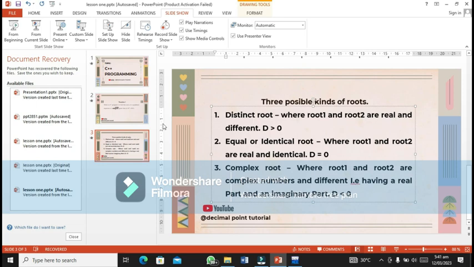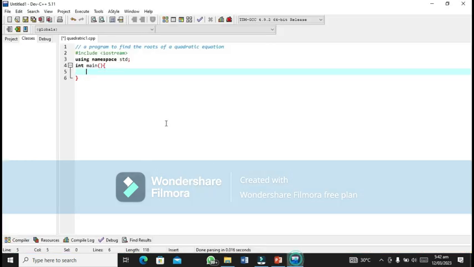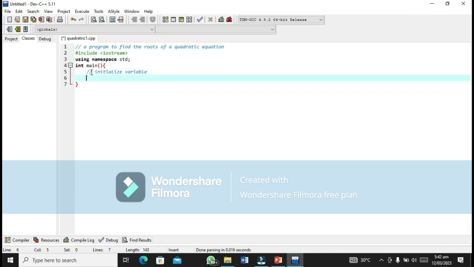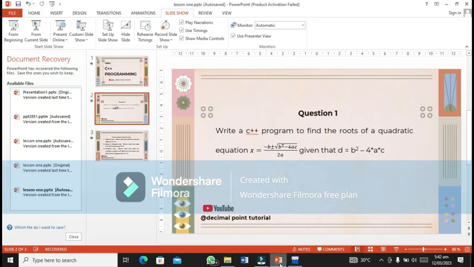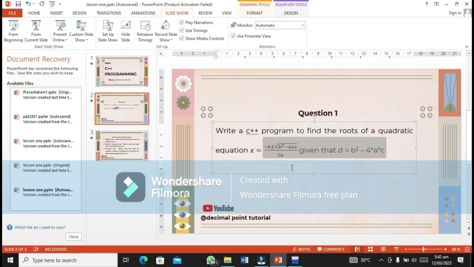So, having this in mind, we can proceed to our Dev C++ environment and start with the comments: initialize variables. We said our variables are a, b, c, including root 1 and root 2. And do not forget that we are now including another variable, the discriminant, to hold the value of b squared minus 4ac. All of these may have decimal point values.